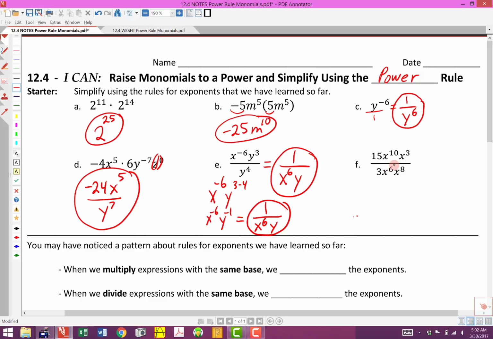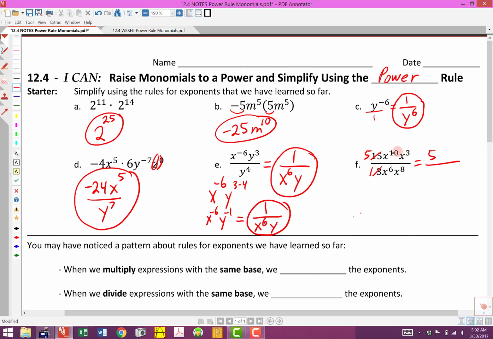And then we're going to come over here and we're going to take a look at this. I'm also going to do this one 2 different ways. So let's take a look right here. Let's go ahead and cancel the coefficients here. 3 goes in here once, 3 goes in here 5 times. So we have a 5 left on the top. I'm going to cancel these guys here.